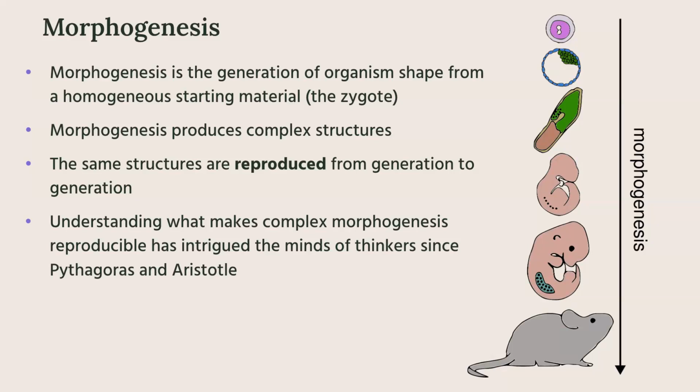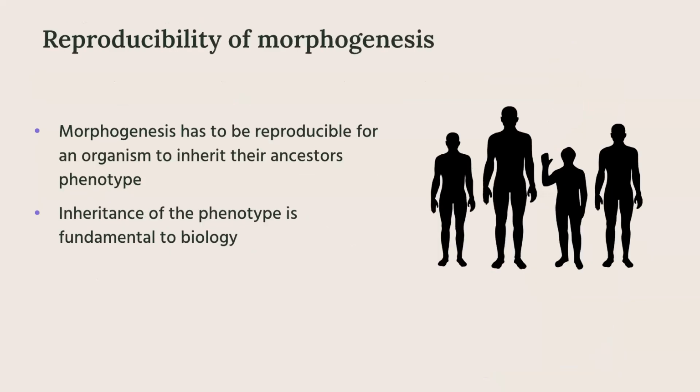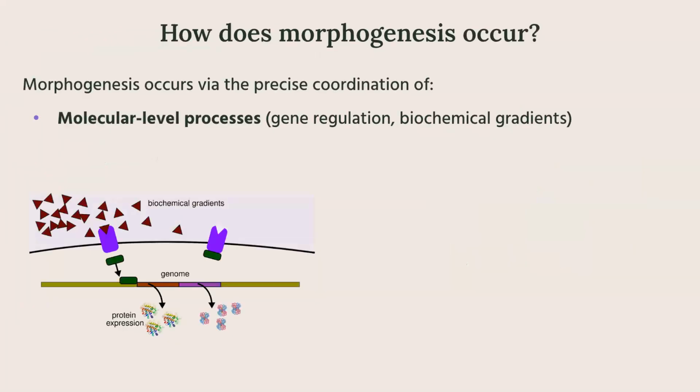So when you have an offspring, their limbs, their tissues, and their organs are reproduced in the same locations relative to each other, just like yours. And understanding how this complex process of morphogenesis can be reproducible has intrigued the minds of people since Pythagoras and Aristotle. So I just want to reiterate that reproducibility is really important for morphogenesis because it allows an organism to inherit their ancestors' phenotype. And as we all know, inheritance is essential to biology.